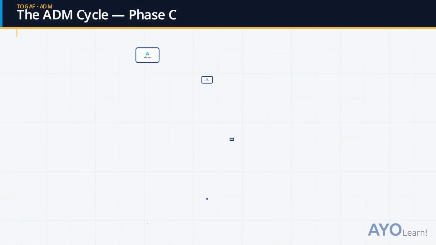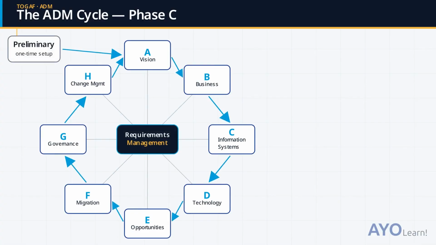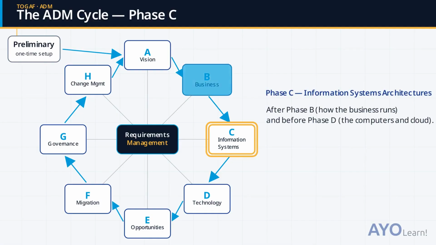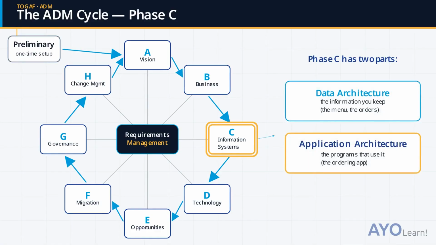This is the ADM cycle, 8 phases turning clockwise. The preliminary phase, outside the ring, is the one-time setup done first. Phase C follows Phase B, how the business runs, and comes before Phase D, the computers and cloud. Phase C splits in two: data architecture, the information you keep, and application architecture, the programs that use it. This is our subject.